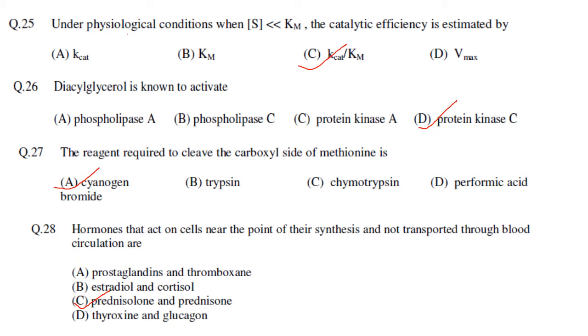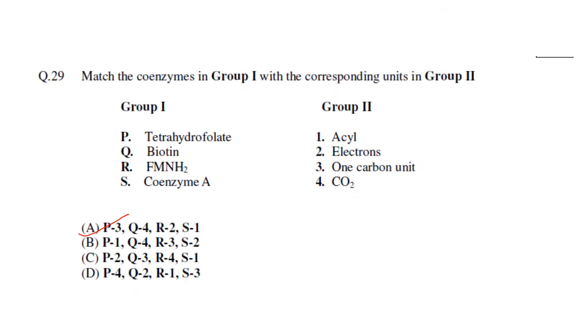Next one. Hormones that act on cells near the point of their synthesis and not transported through blood circulation are prostaglandins and thromboxanes, estradiol and cortisol, prednisolone and prednisone, thyroxine and glucagon. Answer is option C, prednisolone and prednisone.